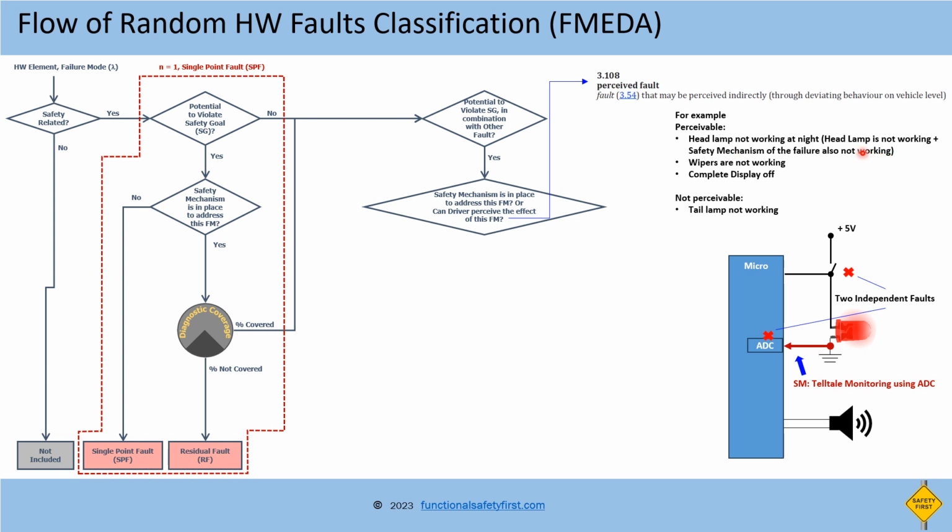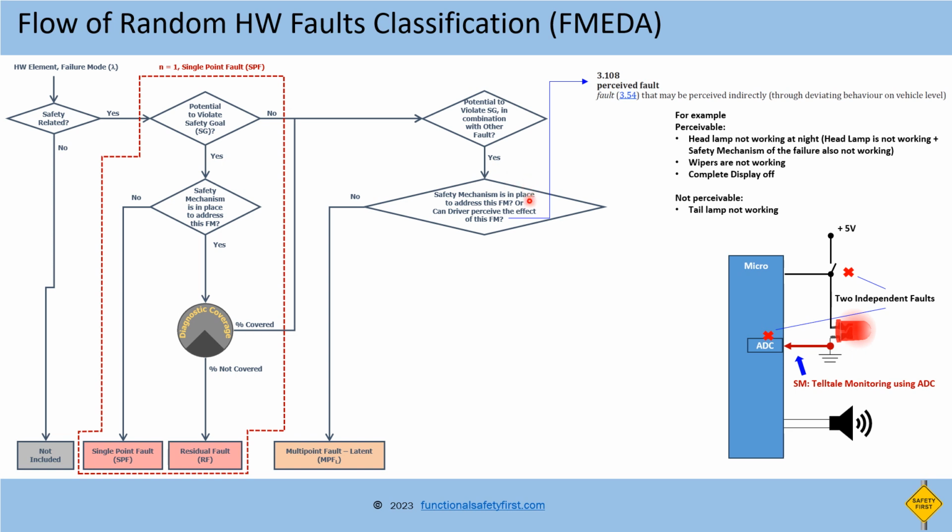Headlamp is not working, plus the safety mechanism added for the headlamp failure detection is also not working, which is two independent faults occurring at the same time, and still the effect of the failure can be perceived by the driver. Similarly, wipers are not working, or complete displays are off; all of those can be perceived by the driver. Let us take tail lamp not working. This cannot be perceived by the driver.